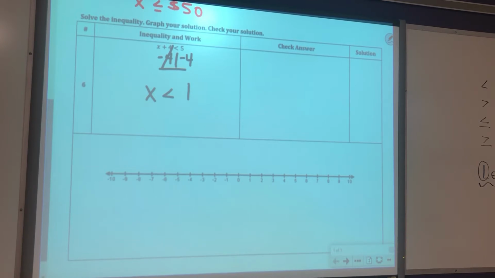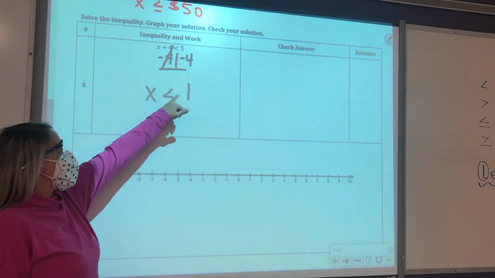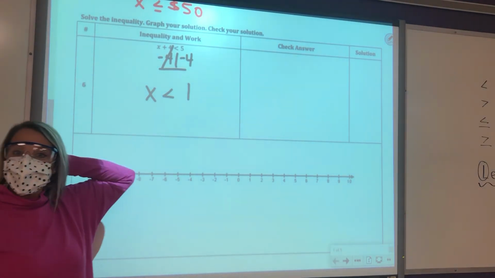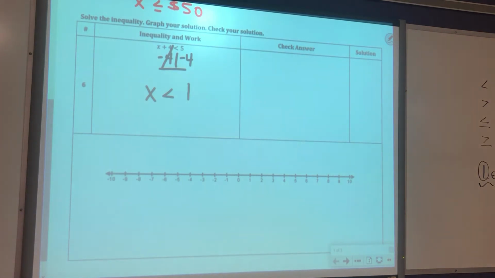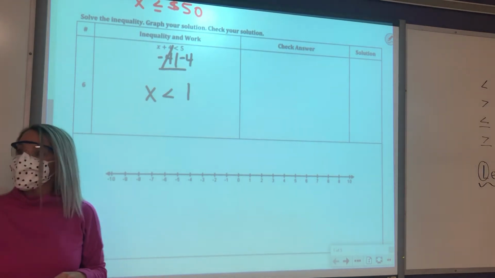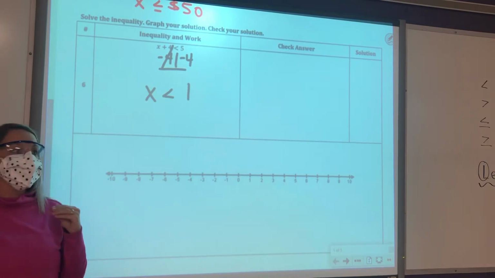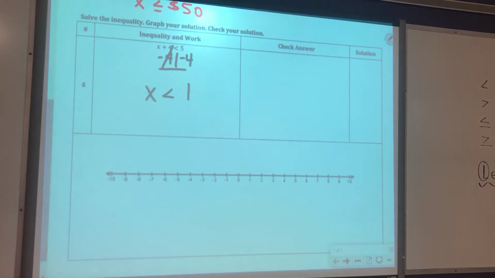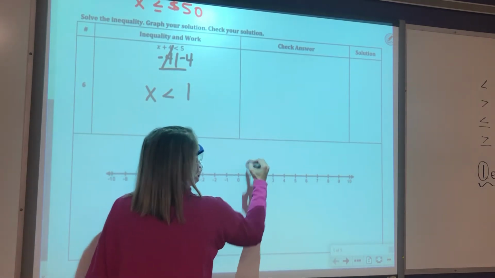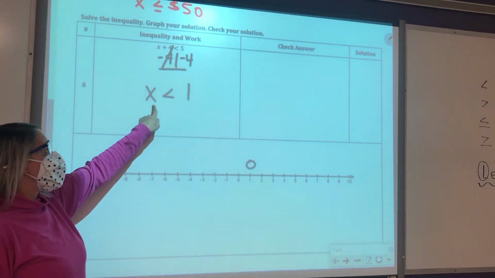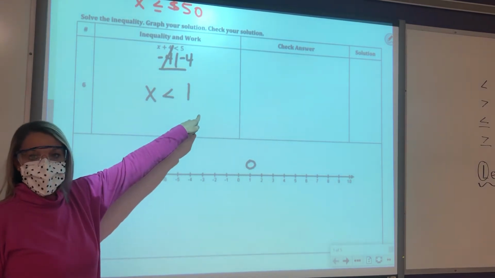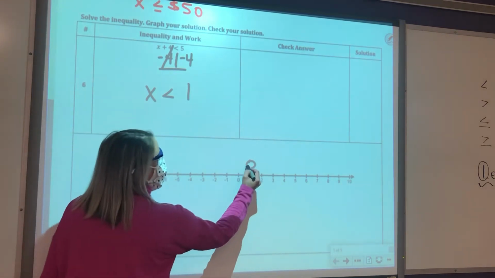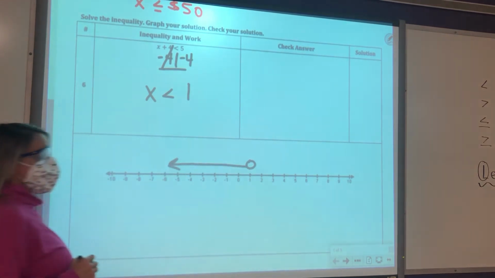So let's look at our graph. X is less than 1. Where does our graph start? At 0? Nope, 1. Our graph starts at 1. What kind of circle are you going to put at 1? An open circle or a closed circle? Everyone show me. Open or closed? Okay. We're going to have an open circle at 1. Now we want x to be values that are less than 1, so our arrow is going to point to the left.